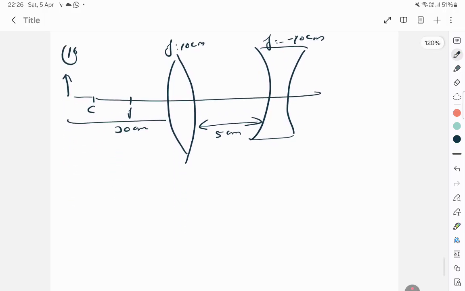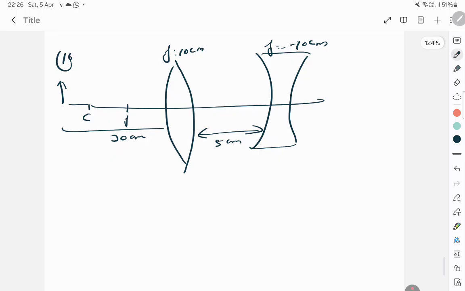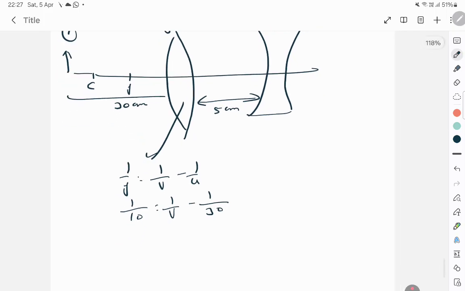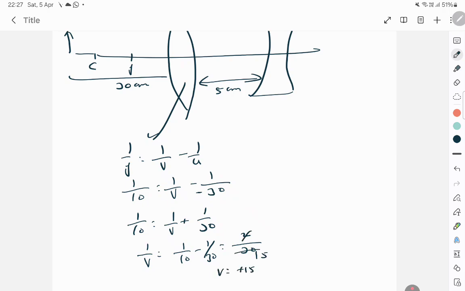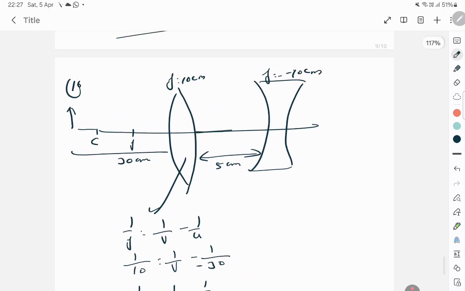So you know that this is 30 centimeter. Let's take the lens formula, 1 by F is equal to 1 by V minus 1 by U, where 1 by 10 is equal to 1 by V, and 1 by U is minus 30 because the object is in front of the lens. 1 by 10 is equal to 1 by V plus 1 by 30. So 1 by V is 1 by 10 minus 1 by 30, where 30 is the LCM. So 2 over 30, which is 1 by 15, therefore you get V to be plus 15, which shows that your image is going to be formed on the right side.